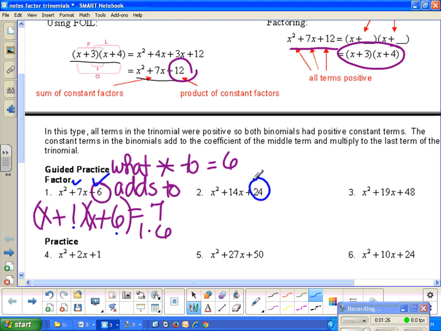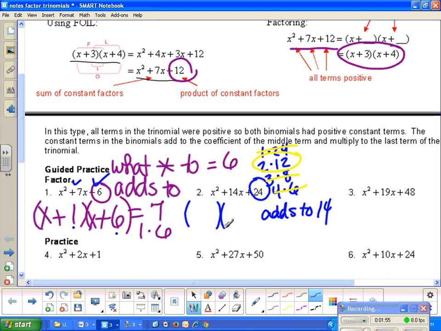So here we're going to look at 24. We got factors of 24. We have 1 and 24, 2 and 12, 3 and 8, 4 and 6. Once you get to 5, it doesn't go into it. 6, you're already back to where you started. We want one of these that adds to 14. So if you look through your list, we only have one choice that adds to 14.